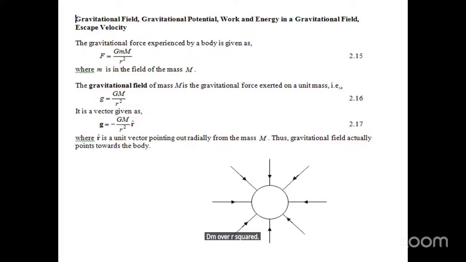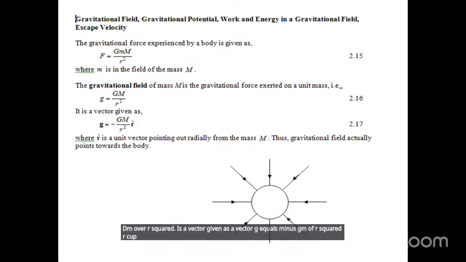This is a vector given as g equals minus GM over r squared r cap. I'm sure you have been taught unit vectors.